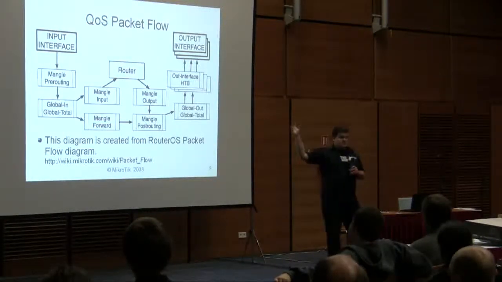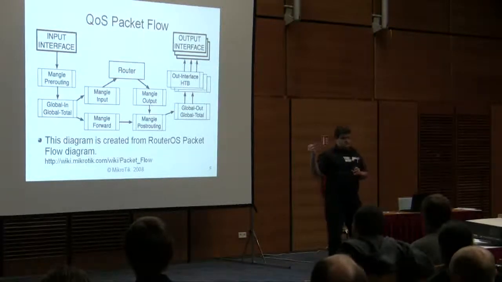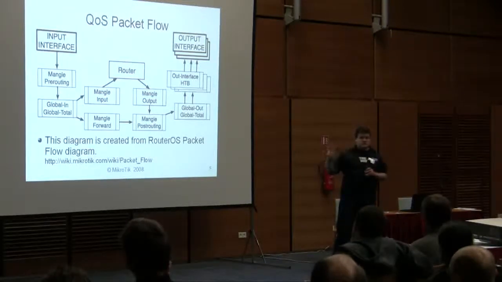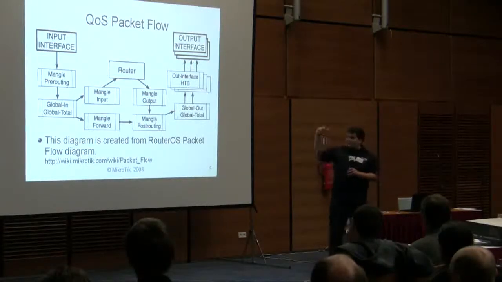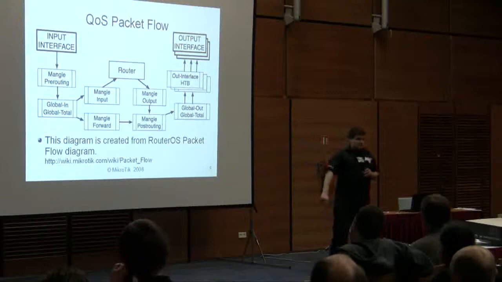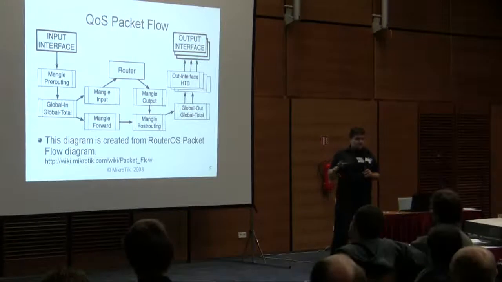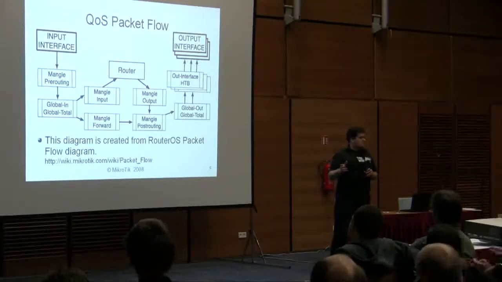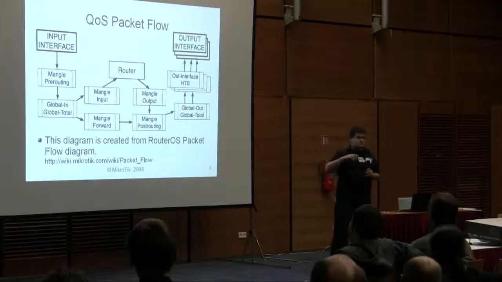So the input interface is the interface where the packet came into the router. That's it. Local, bridge, output, it doesn't matter. We have a Mangle prerouting, so the first place where we can mark traffic. Then we have global-in and global-total. You probably know that global-total is global-in plus global-out. So in case you have limitations not for download and upload separately, but together, maybe some of you use this type of limitation.